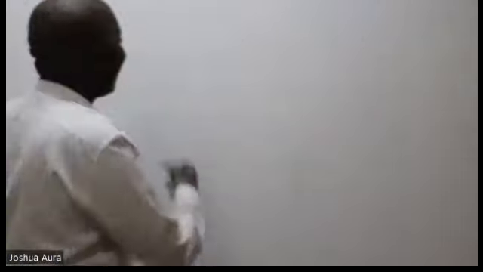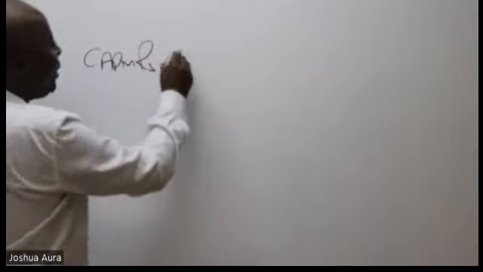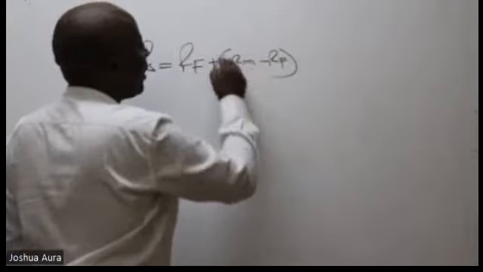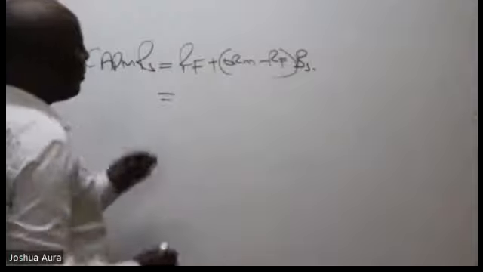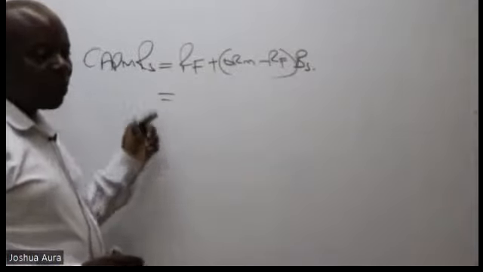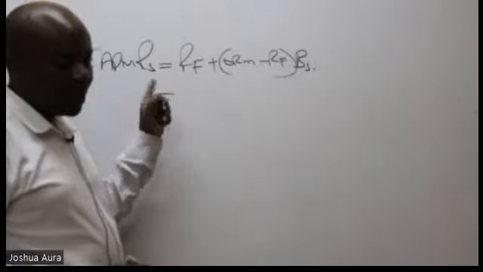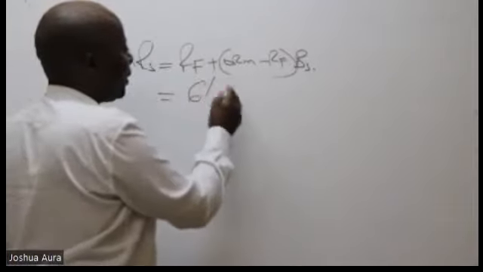So CAPM returns of the security equals risk-free plus (ERM minus risk-free) multiplied by beta of a security. So risk-free, I've grabbed my question, unfortunately. What was the risk-free rate of return? Somebody remind me. Risk-free rate of return is 6%. You cannot decide to omit the percentages.